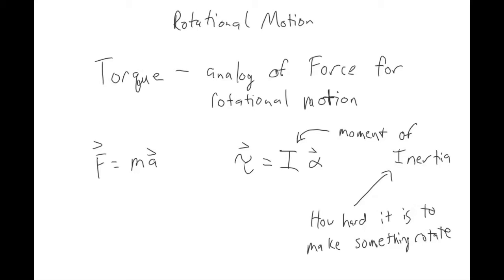So you can calculate the moment of inertia for any type of object, and the way that you do that is with calculus. So we won't be deriving any moment of inertias in this class, but you might be given a moment of inertia and then asked to calculate it. So for example, if you have a solid sphere, just like a ball, then the moment of inertia is 2/5 MR squared, where R is the radius of this ball and M is its mass.